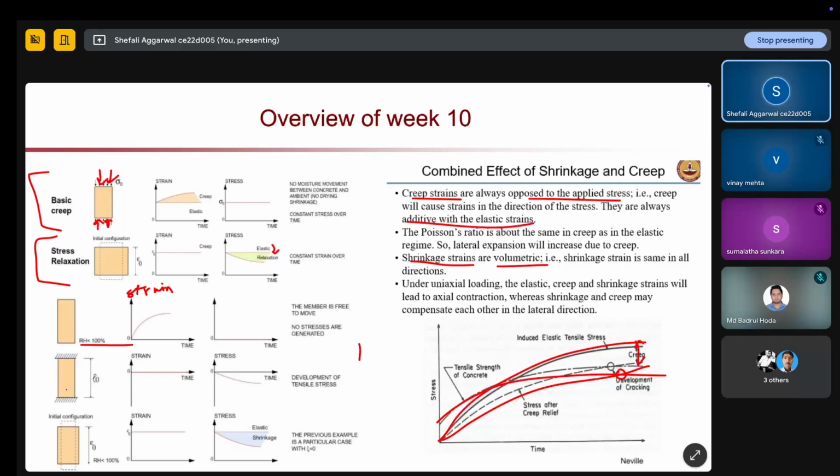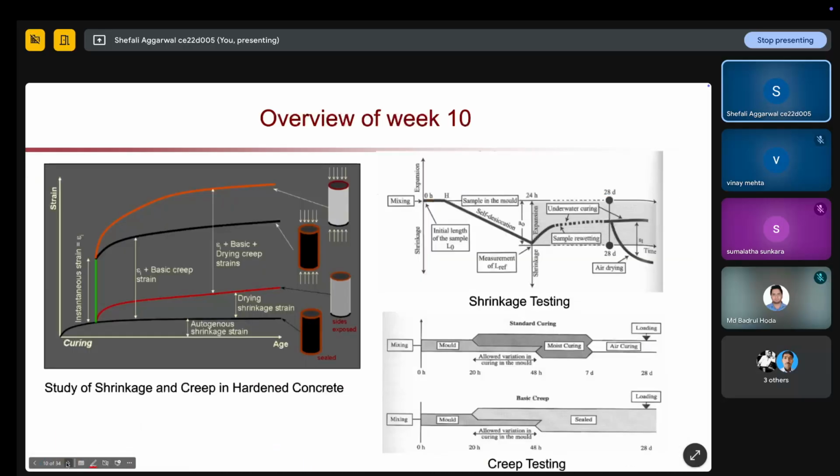Now the member is not free to move. In that case, what will happen? Your strain will remain constant and your stress value will be increasing. So there is a development of tensile stress. Now in this case, when you are allowing it to relax, stress relaxation, again your strain will be constant and your stress will be reducing, which is called shrinkage. So in this case shrinkage will take place. The previous example is particular to that one. Okay. So this is basically how you will study shrinkage and creep in hardened concrete.